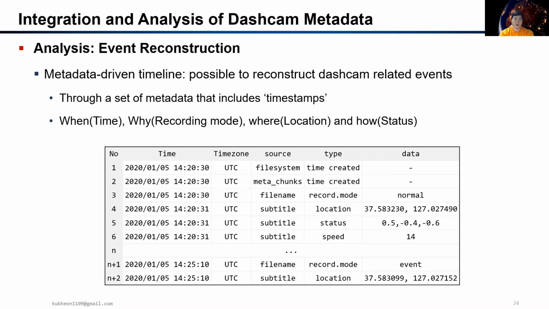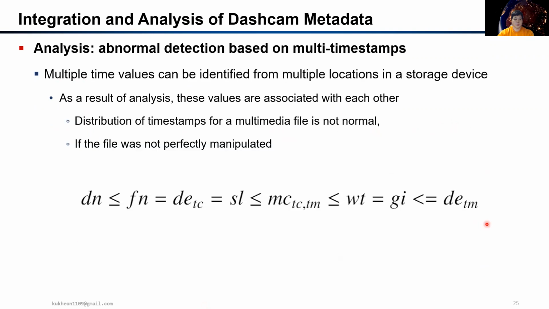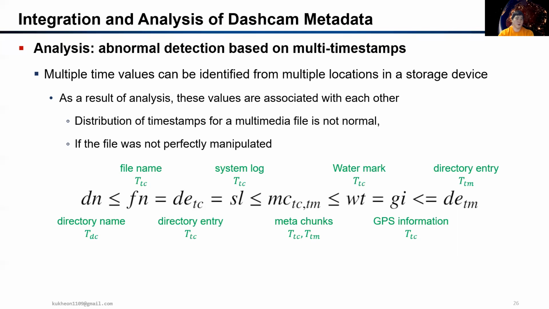First, event reconstruction. It is possible to reconstruct dashcam-related events through a set of metadata that includes timestamps: when, why, where, and how. That is available in this figure. Second, abnormal detection. Multiple time values can be identified from multiple locations in a storage device. As a result of analysis, these values are associated with each other. So it can be used for abnormal detection by using this rule.